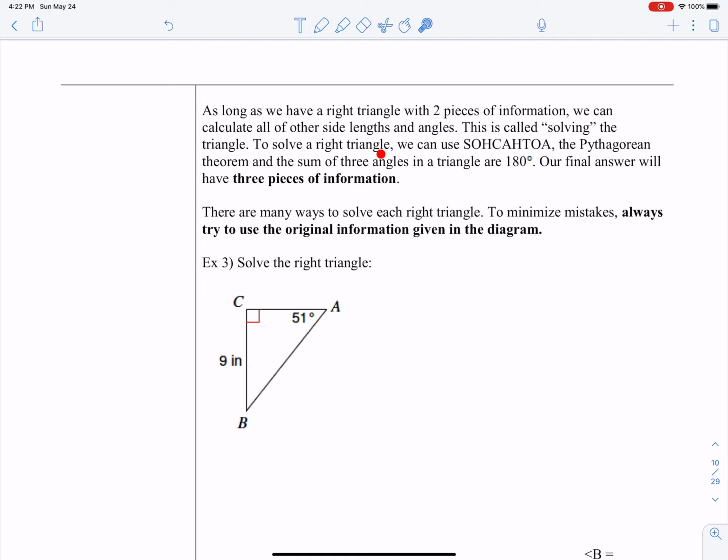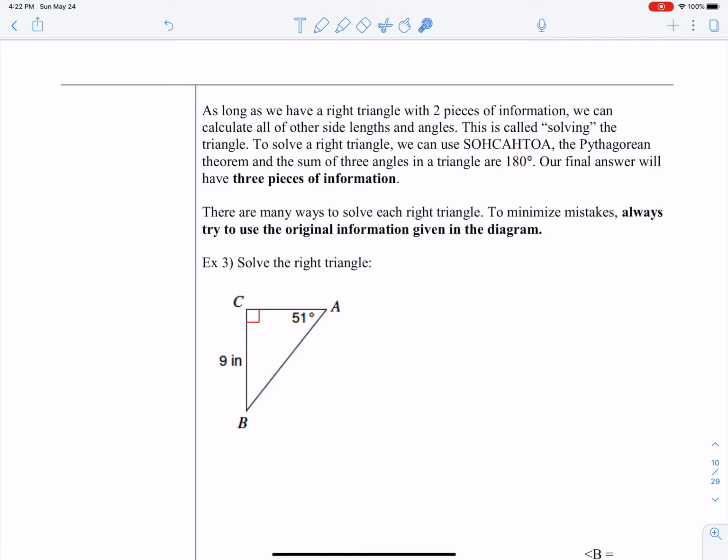To solve a right triangle, we use the SOHCAHTOA that we learned last time. We use the Pythagorean theorem, and we use the fact that the sum of the three angles in a triangle is 180. Our final answer will always have three pieces of information, so we're looking for three different pieces of information. There are many ways to solve each right triangle. Even if I do it with certain steps, you might use different steps as long as you're getting the same information at the end.